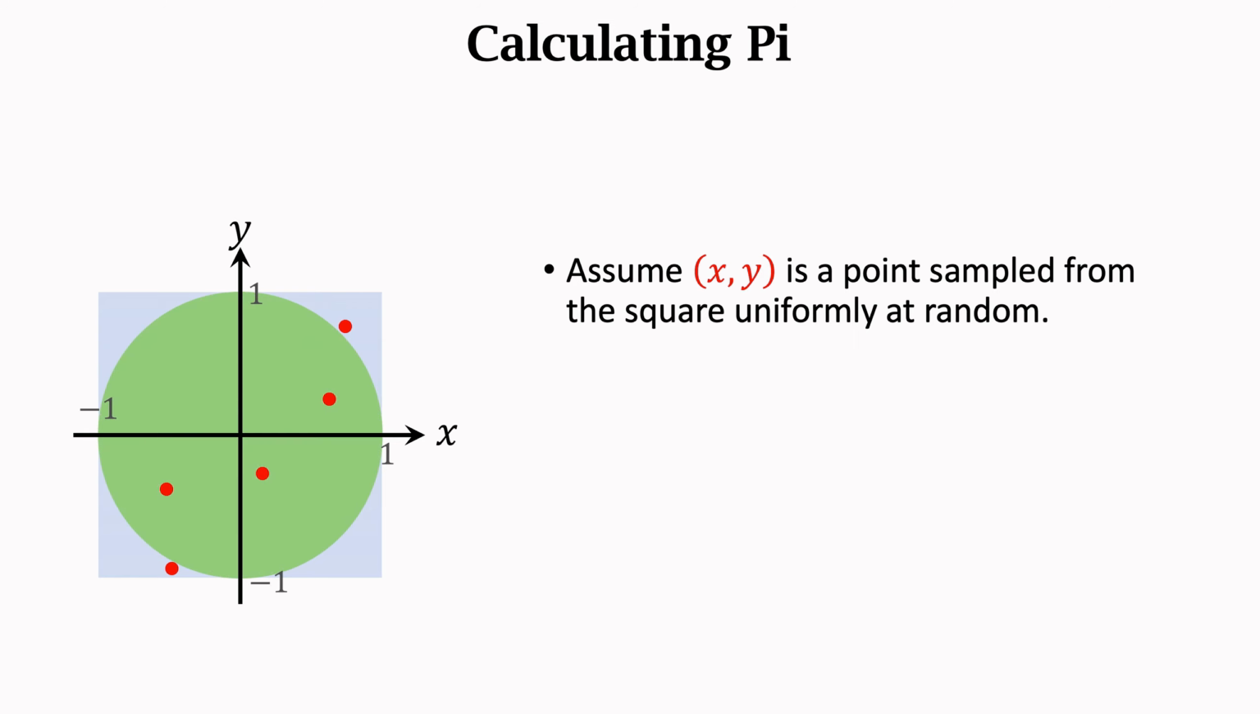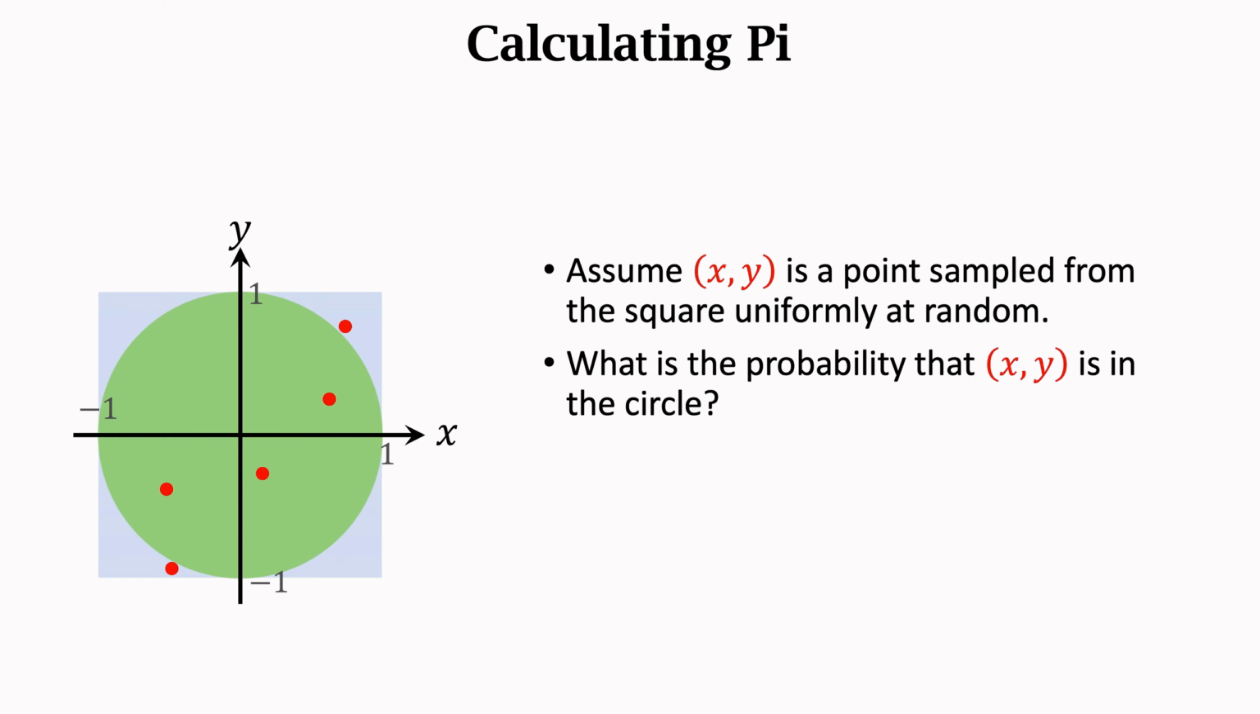The green circle is contained by the blue square. The circle is centered at the origin and has a radius of 1. A randomly generated point may fall inside the circle and outside the circle. Both are possible.